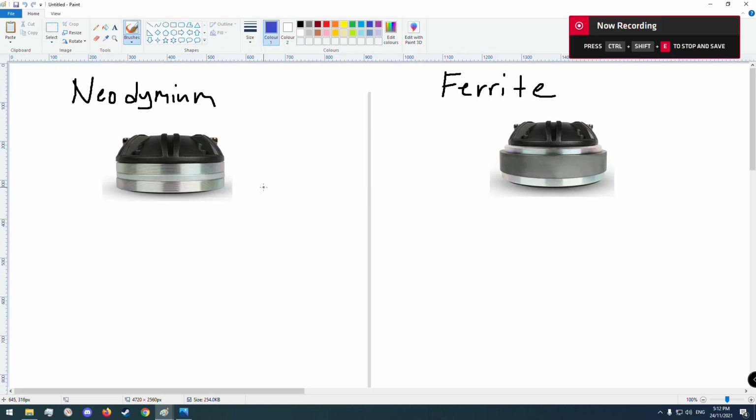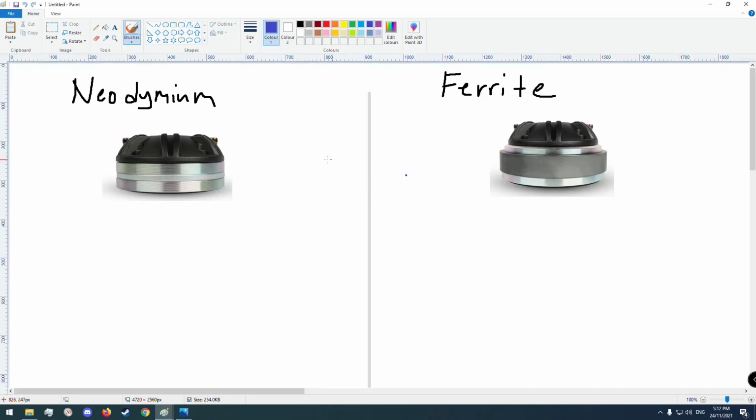So the first, probably most noticeable difference about these two compression drivers right here, this one being neodymium, this one being ferrite, is this one right here is small and shiny. This one right here is large and more of a matte. It's a very dull material. So why exactly is that? Well, the first clue is with the chemistry.